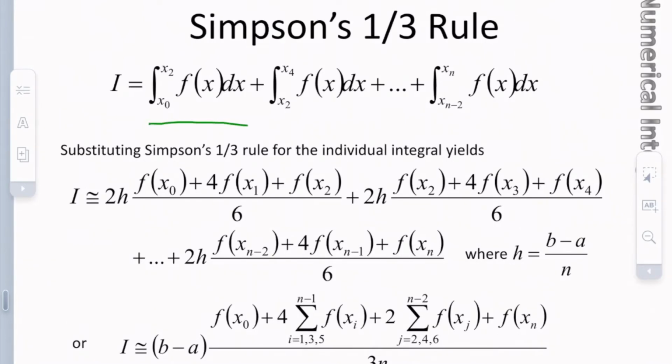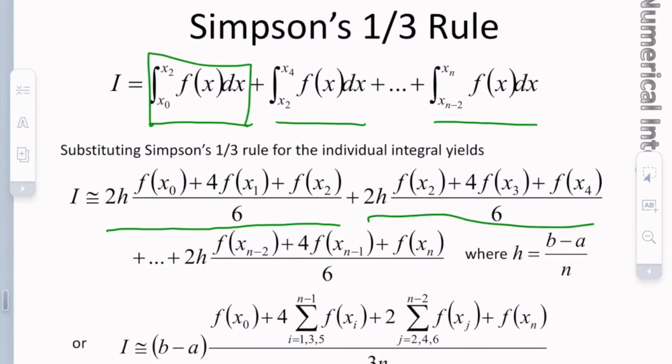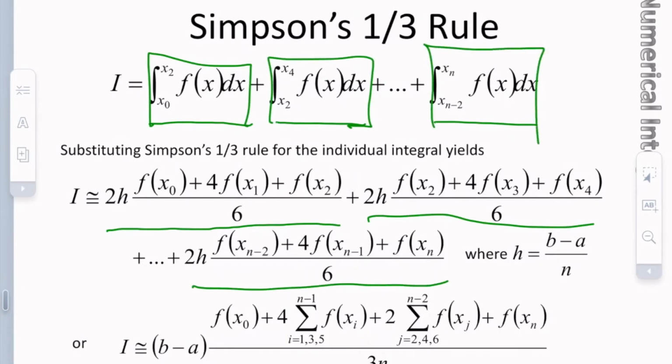So this is your first interval, this is your second interval, and so on and so forth, and this is your last interval. Substituting Simpson's one-third rule for the individual integrals yields the following expression. This was obtained from this term, this was obtained from this term, and this was obtained from this term, where h is equal to (b minus a) all over n. By combining same terms, we end up with the following expression as shown.